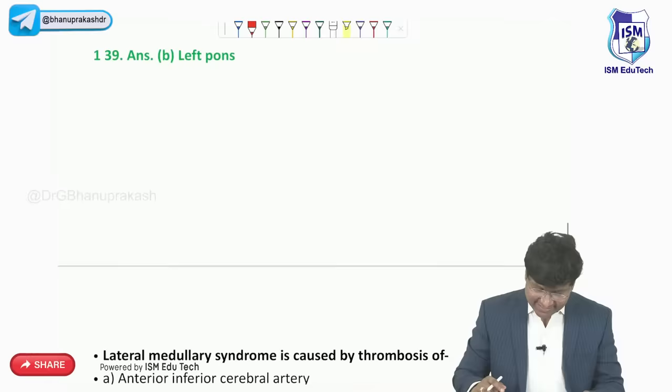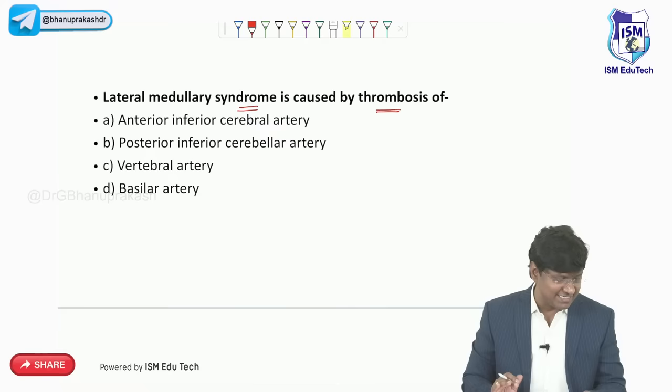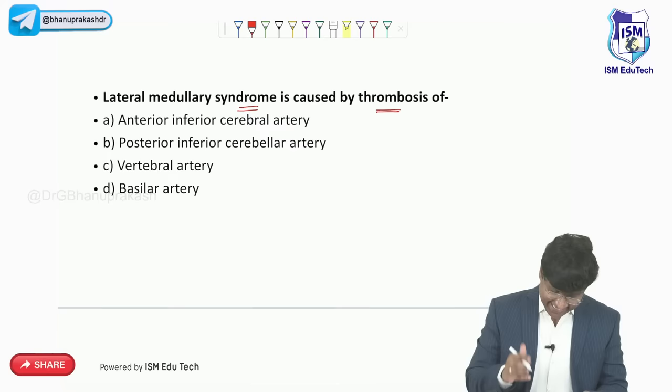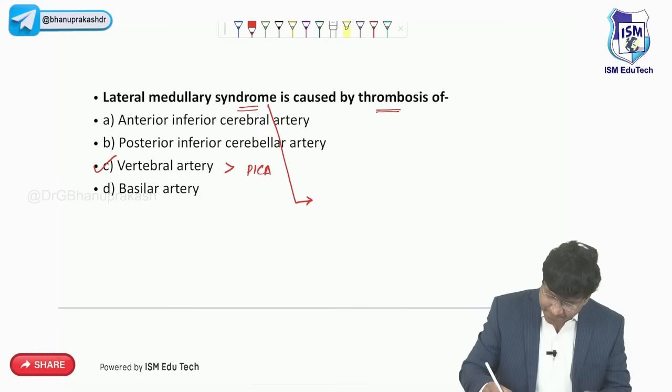Next, now let us discuss the medullary stroke syndromes. Lateral medullary syndrome is caused by thrombosis of which vessel? ICA, PICA, vertebral artery, basilar artery. Yes, it is your vertebral artery followed by PICA. And what is another name for lateral medullary syndrome? It is also called Wallenberg syndrome.